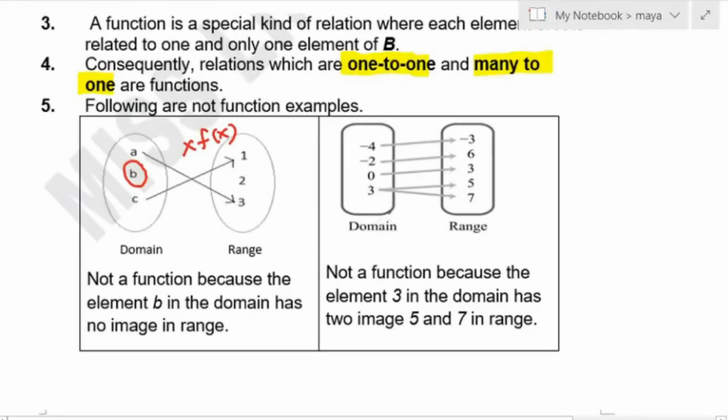For this kind of question, it is also not a function because it is one-to-many. For the element 3 in the domain, it has two images, it has two answers. So this is not a function.